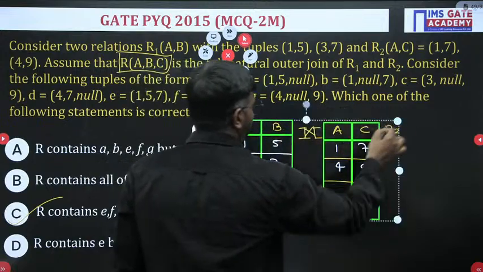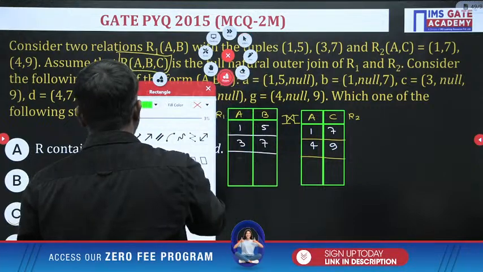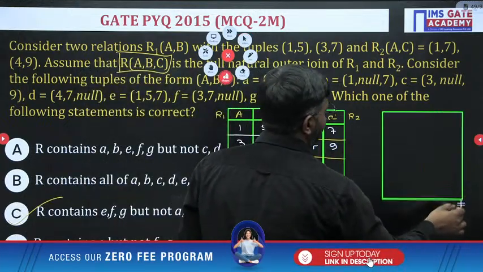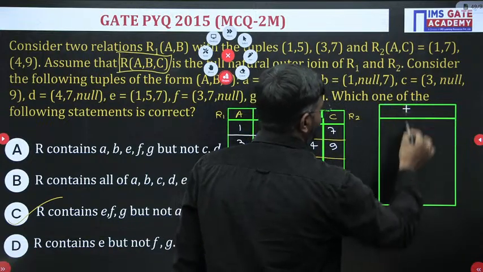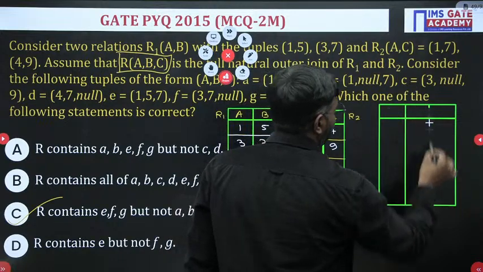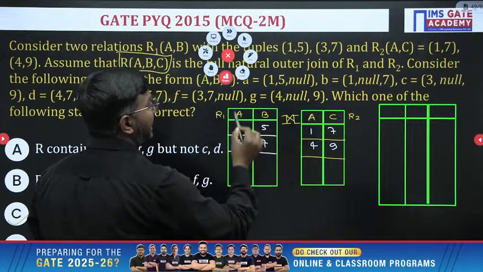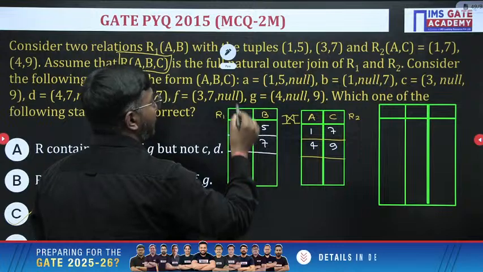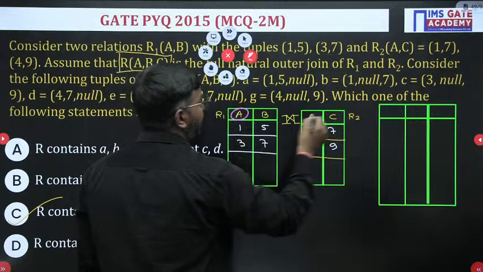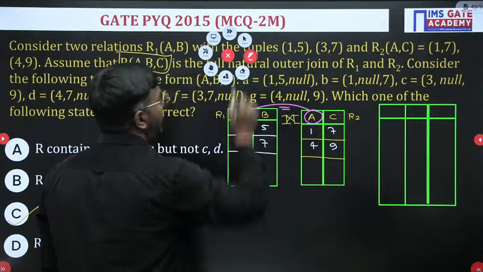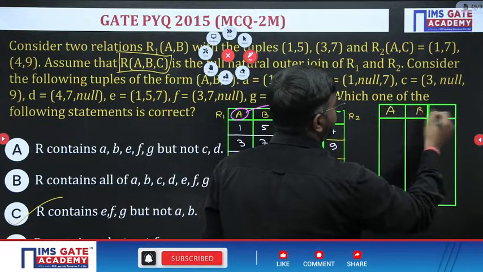Now if I want to perform the full outer natural join, first find the natural join result. The natural join will contain distinct attributes. In both tables, the distinct attributes are A, B, C. This A gets merged because natural join performs equality between the common attribute, and here the common attribute is A. So finally, how many attributes? Three attributes: A, B, C.